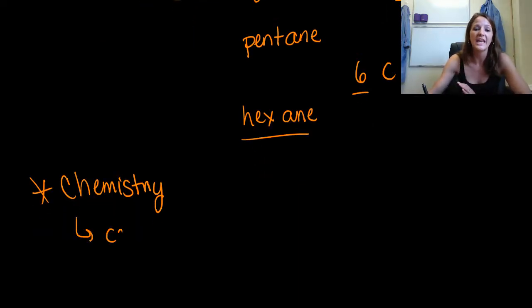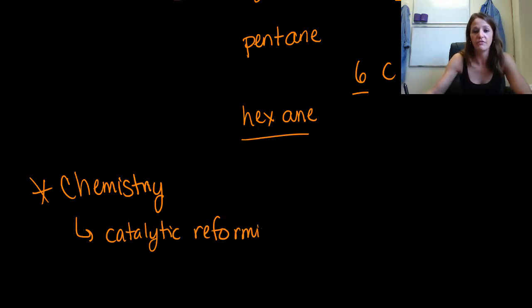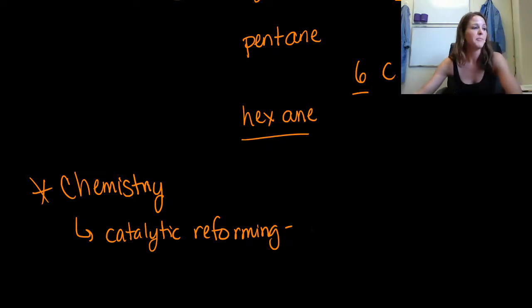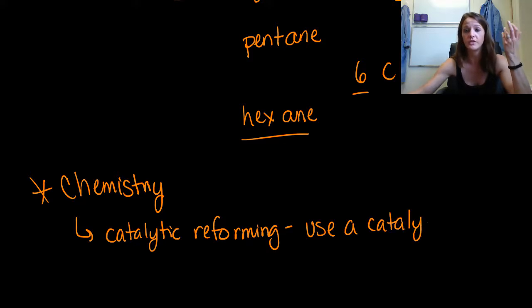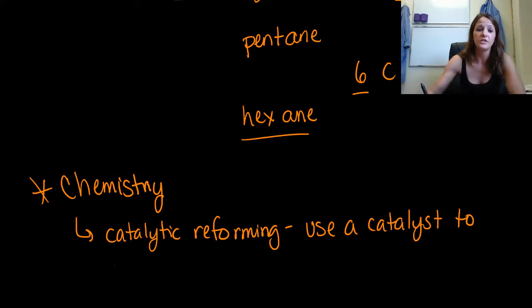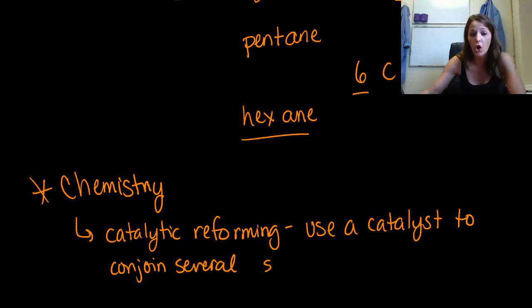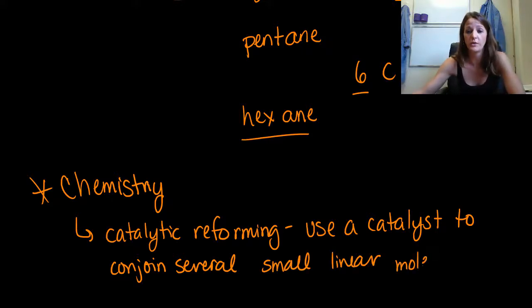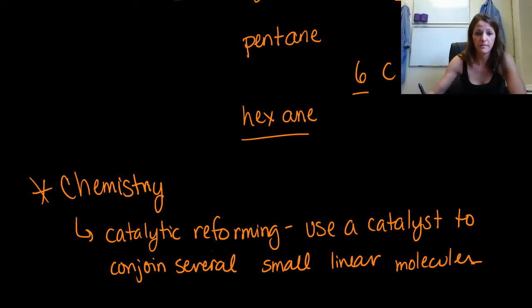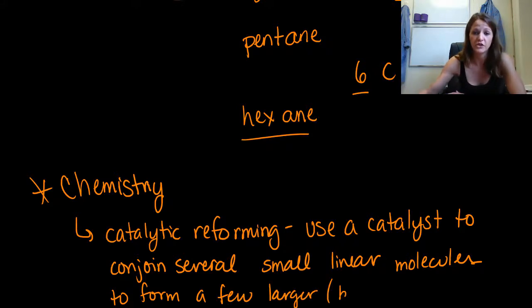But specifically, catalytic reforming. So let me give you a definition of it first before we can work through a quick little example. But basically, it's exactly what it sounds like. You use a catalyst, right? It says catalytic, so you definitely need to use a catalyst. And you're going to do this to conjoin, okay, several small linear, okay, all things are very important, small linear molecules to form a few larger molecules. And I'm going to put branched in there.